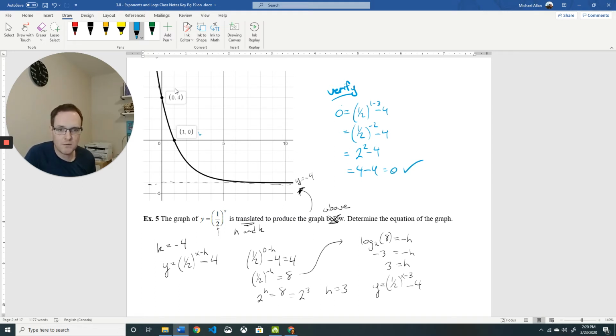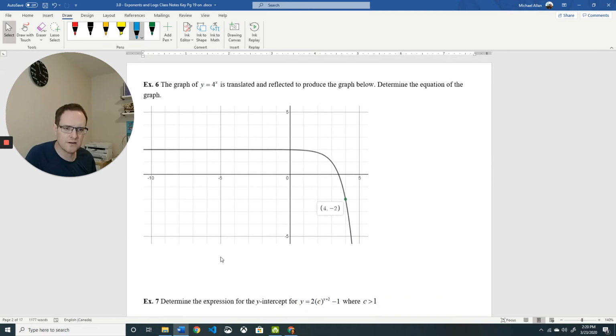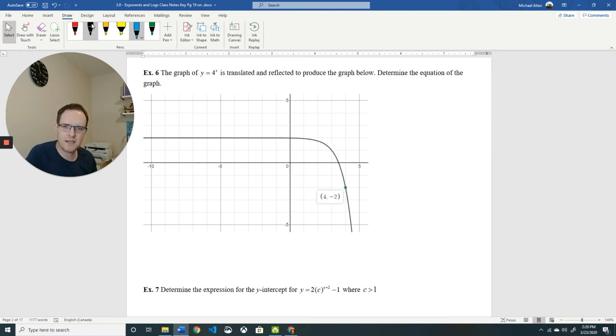So that point works, and this point works, because we use this point to create the equation, so it must work. So it passes these 2 points. So everything works. That's good. All right. So let's check out our next one here. So we're going to do the same thing again.